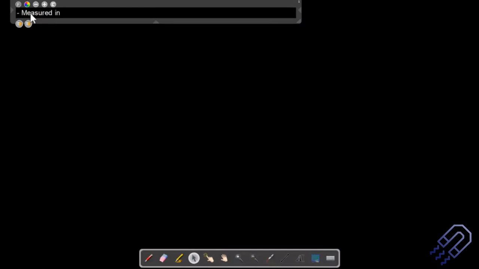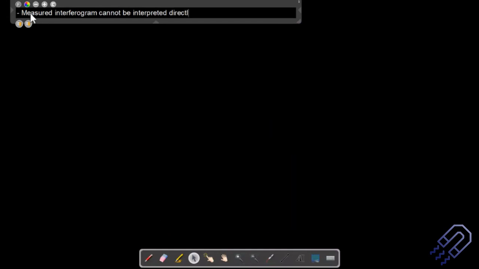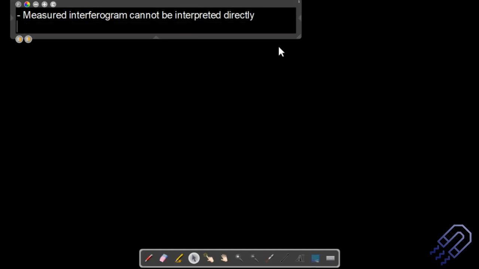So this measured interferogram, let me write down the technical term, cannot be interpreted directly. So you need some computer aided program, and for that the best is Fourier transform. Fourier transform can basically help you change the domain. Let's say you are converting from a time domain to a frequency domain, because whatever signal you are getting with the help of that moving mirror is based on time, and you can convert it into a frequency domain. That is something which can be done with the help of an FTIR spectrometer.